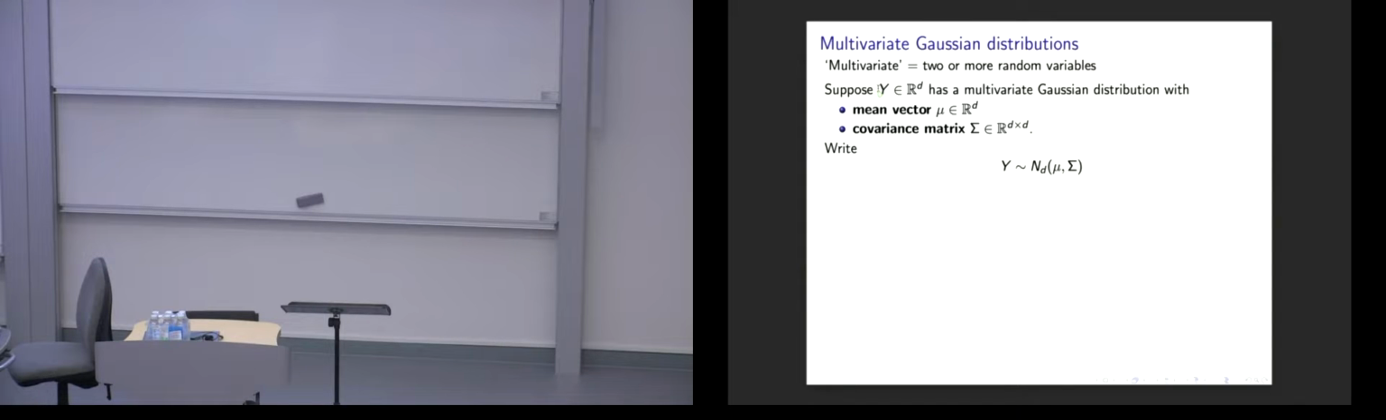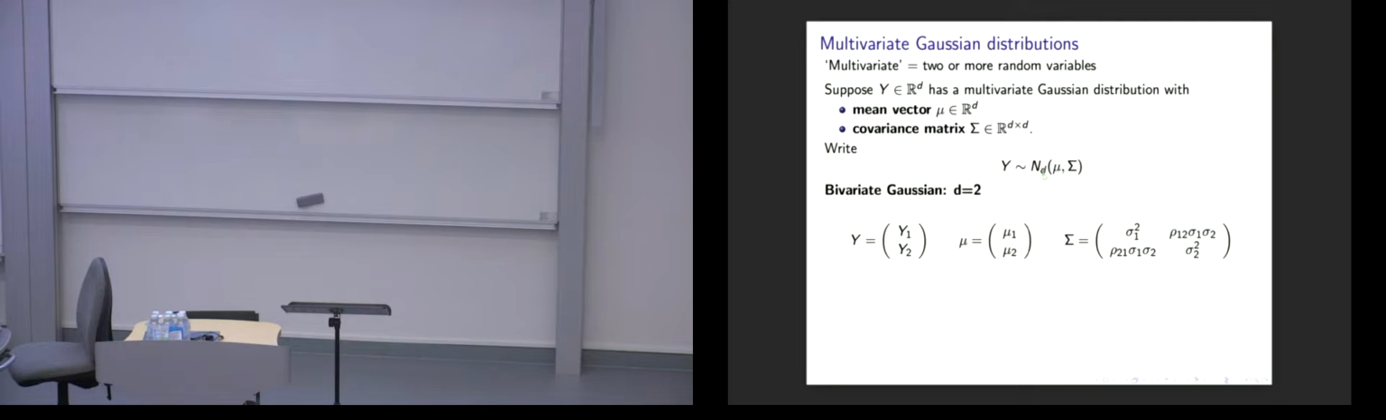We say it has a multivariate Gaussian distribution, and we can specify that Gaussian distribution fully by its mean vector, a vector of length d, and a covariance matrix. I'll write these things down in a minute. That's going to be a d by d matrix. And we're going to write the same thing as we had before. I'll just put a subscript here to denote that we've got d of these things now.